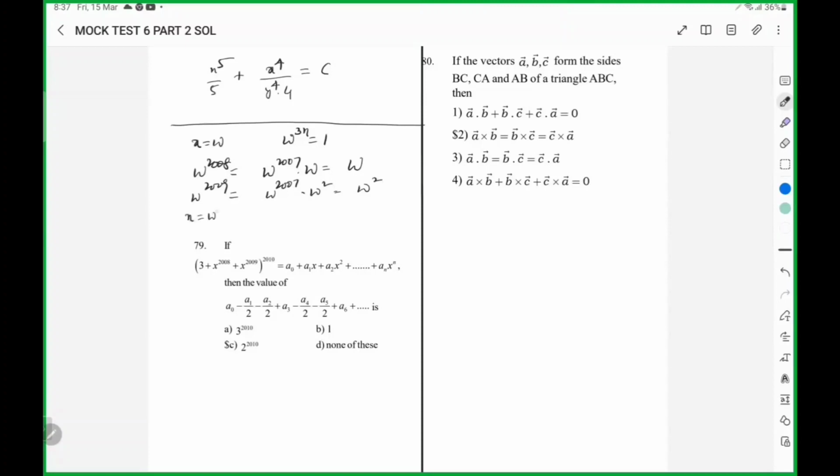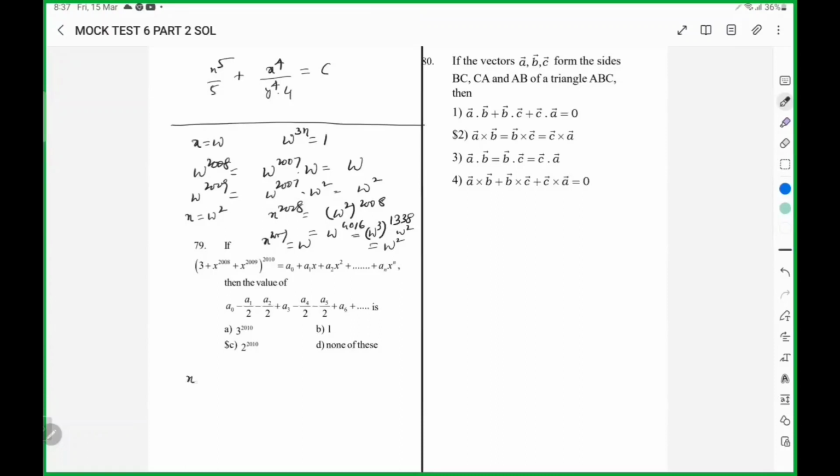Suppose you take x as omega square, then x power 2008 will be omega square power 2008, which is omega square you get. Similarly, x power 2009 becomes omega.